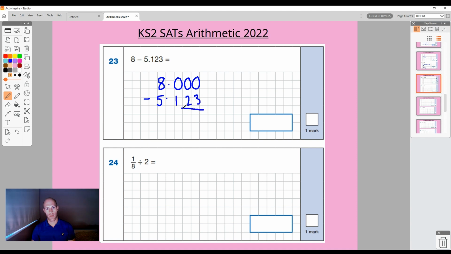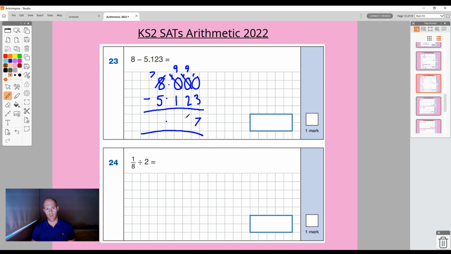5.123. Now, just treat this, aside from the decimal point, as a normal column subtraction. 0 take away 3, can I do it? No. So I'm going to take it all the way from over here. 7. 0 take away 3, still can't do it. 10 take away 3, can do it.